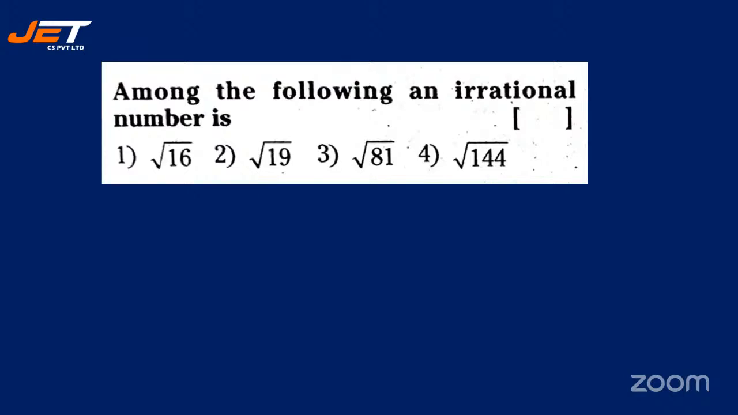Among the following, an irrational number is dash. Which is an irrational number? We just now quickly brushed about rational and irrational numbers before we begin the session, isn't it? Yes. So quickly you can type. I'm getting the answers from Ravi Teja, Reddy, Harish.